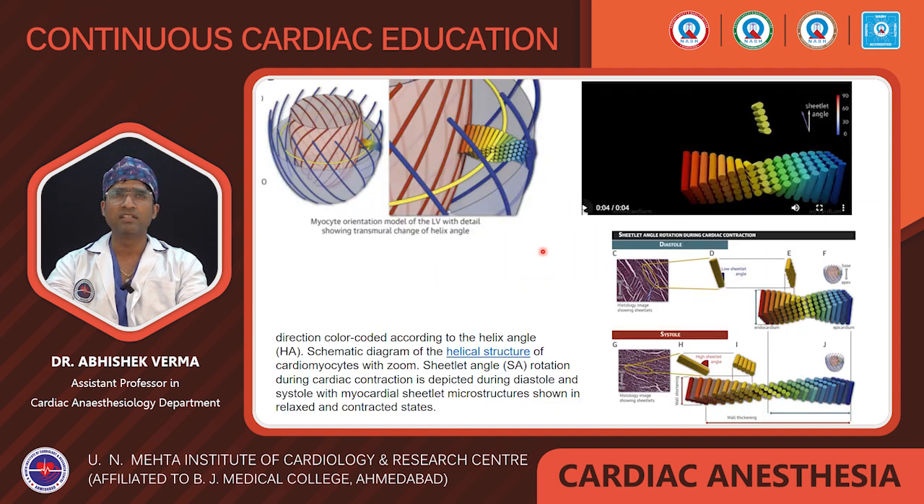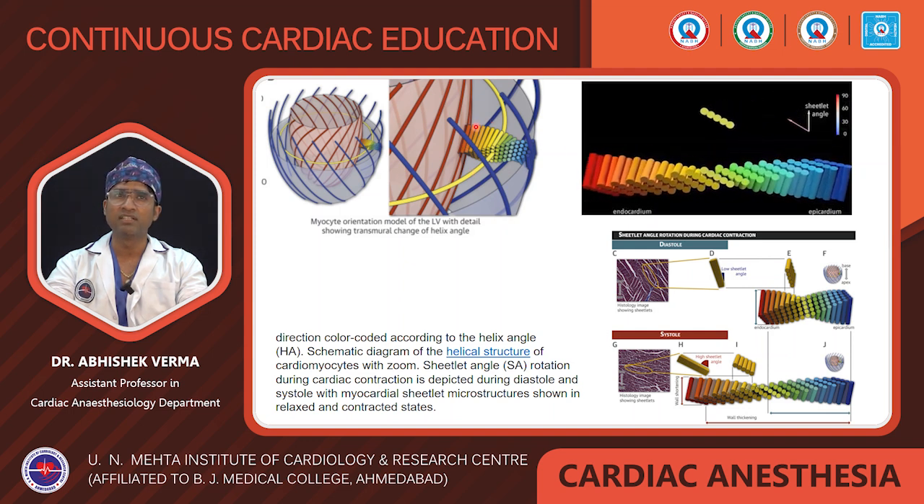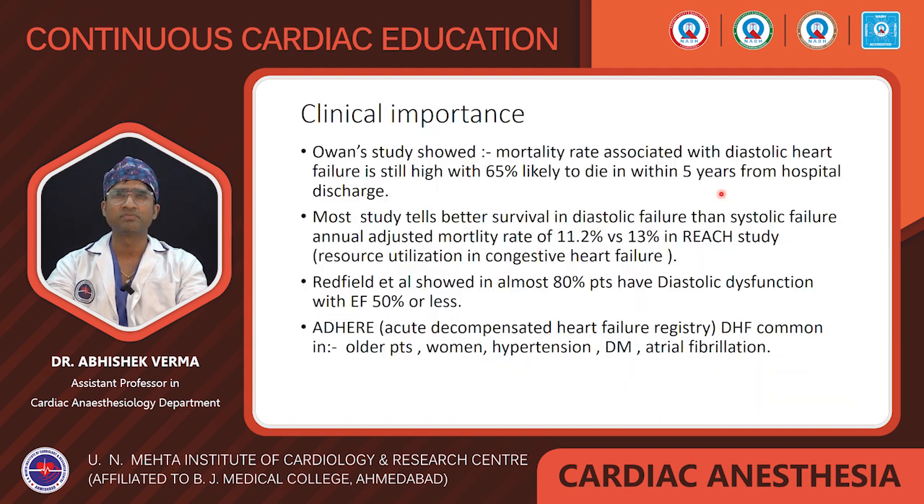Next, it is clearly seen: this is the endocardium with the fiber arrangement in a right-handed helix, and this is the epicardium with the fiber arrangement in a left-handed helix. This figure shows the fiber arrangement and contraction during systole and diastole. See the arrangement: here these fibers are the left-handed helix and here the right-handed helix. Contraction occurs just like this.